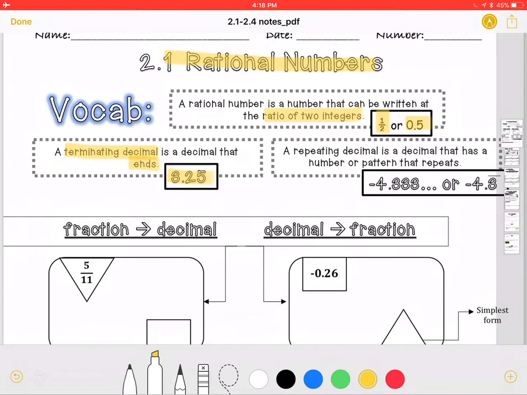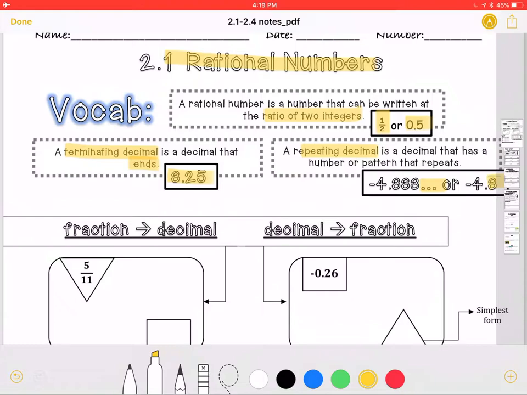Next, a repeating decimal is exactly how it sounds. It's going to repeat. So a repeating decimal is a decimal that has a number or pattern that repeats. So either one number or a group of numbers repeat each other. To show a repeating decimal, we can use these 3 dots, or probably the way most of you have seen it now, where you put a line over the number or numbers that repeat.